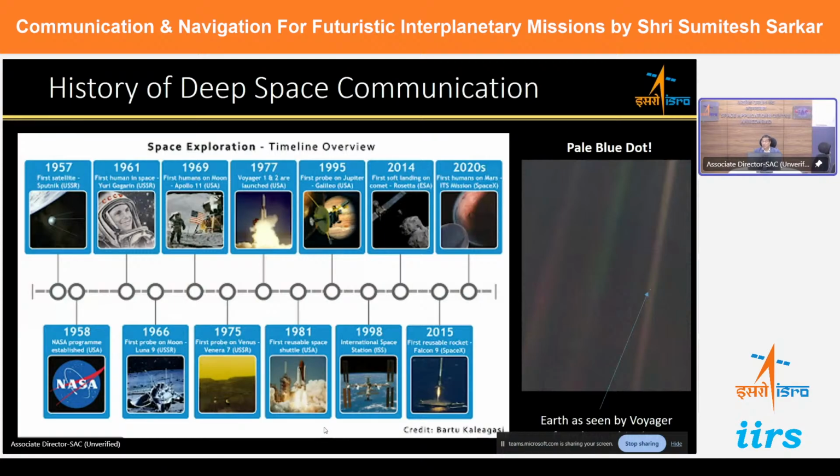Next. Okay, one more point. You can see how the Earth looks from Voyager. It's a pale blue dot. So it's just a dot. You can see this is the Earth as seen by Voyager. So you can imagine the distance where Voyager is located right now.